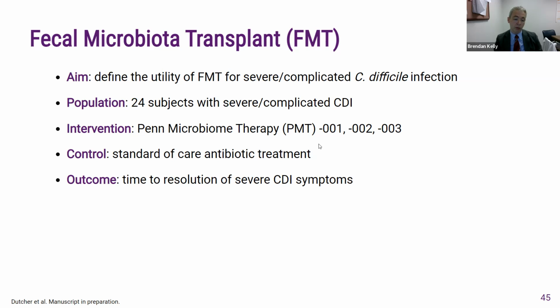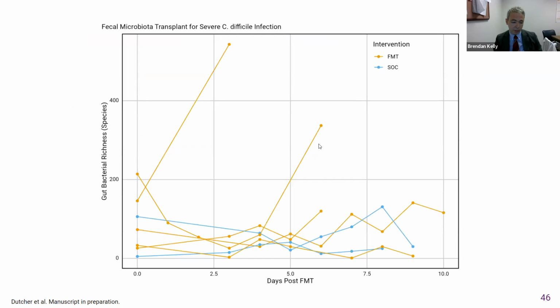So here we randomized subjects with severe C. diff infection to either standard of care antibiotic treatment, that was the control arm, or standard of care antibiotic treatment plus up to 3 serial fecal transplants. And the endpoint was time to resolution of severe C. diff symptoms. Unfortunately, I cannot show you the outcome data because it's still being adjudicated and we have our final DSMB meeting coming up, but I will show you a little bit of our pilot microbiome data.